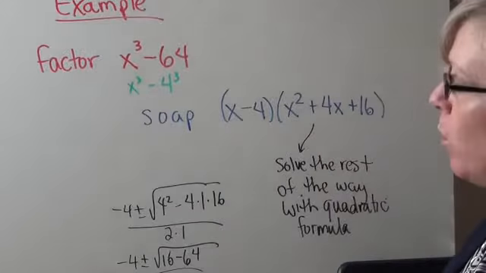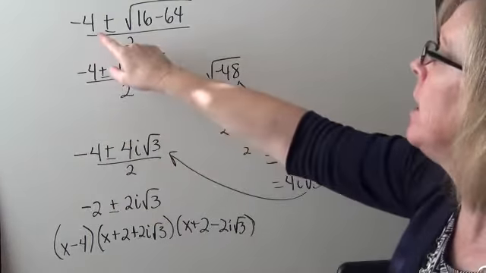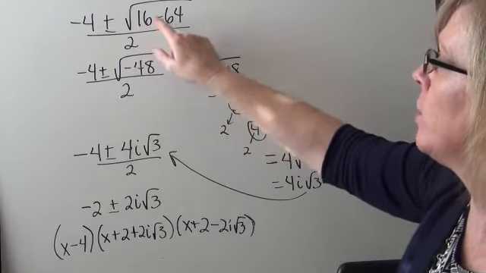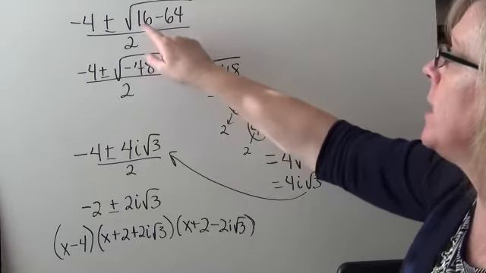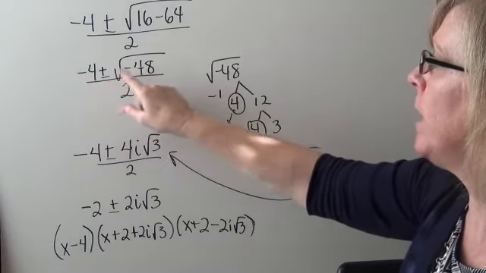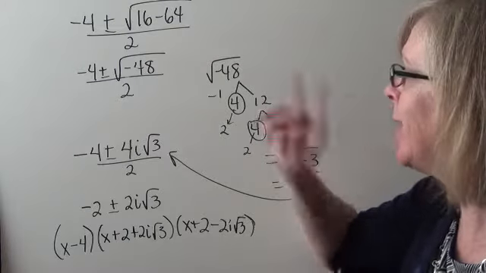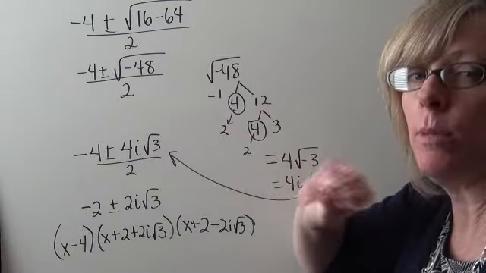So let's move it to a new board so we can see what's going on a little bit better. Okay, I've just copied it down up here. Negative 4 plus or minus the square root of 16 minus 64 over 2. 16 minus 64 is negative 48. So I have negative 4 plus or minus the square root of negative 48 over 2. I'm going to pause that and say, that square root of negative 48 needs to be simplified.